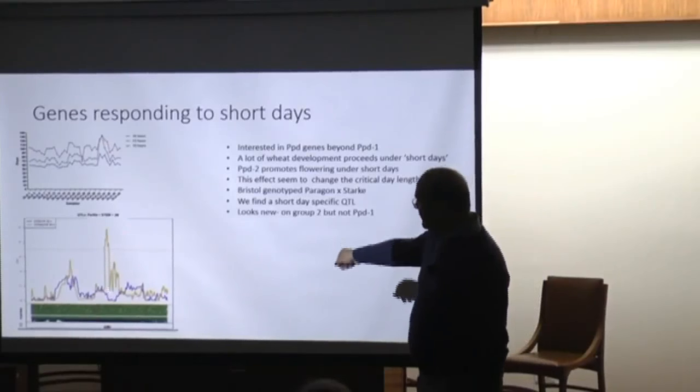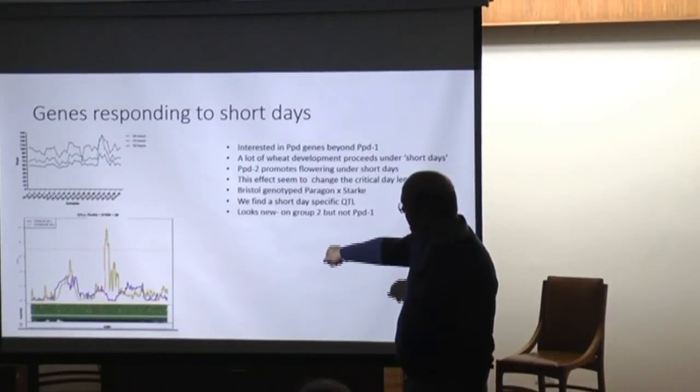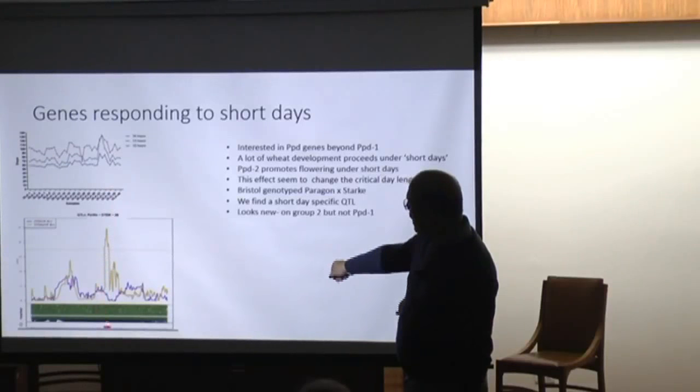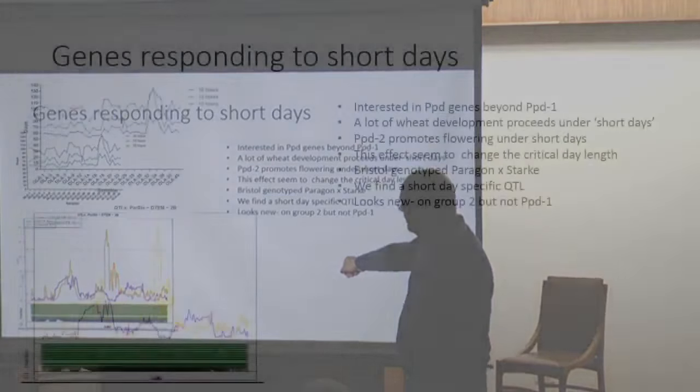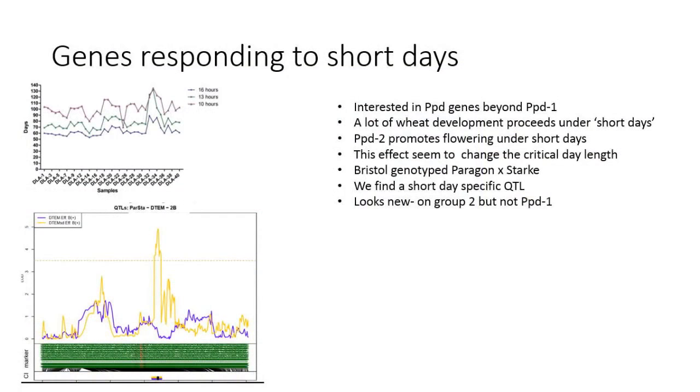Again, we mapped that, and there's a clear single QTL on chromosome 2B. I was worried it might be just an allele of PPD1, which is the famous photoperiod-insensitive gene, but that's here. So there's something here, a gene which we think affects the critical photoperiod, or the threshold photoperiod, for what the plant sees as a short day. It changes it. So I'm really excited by this one.